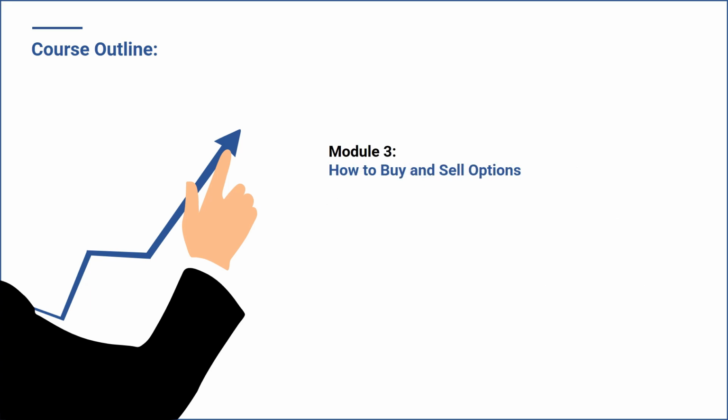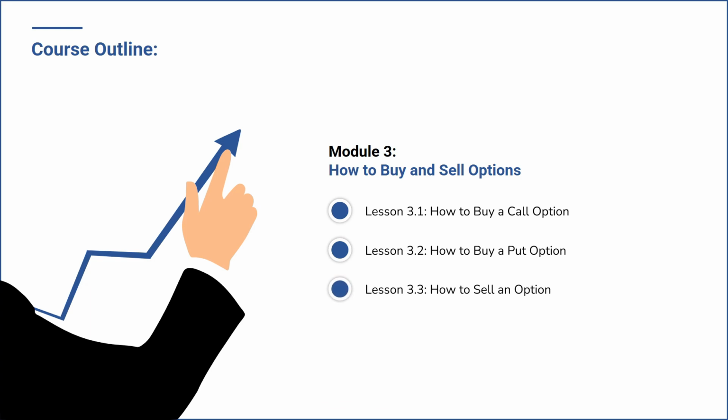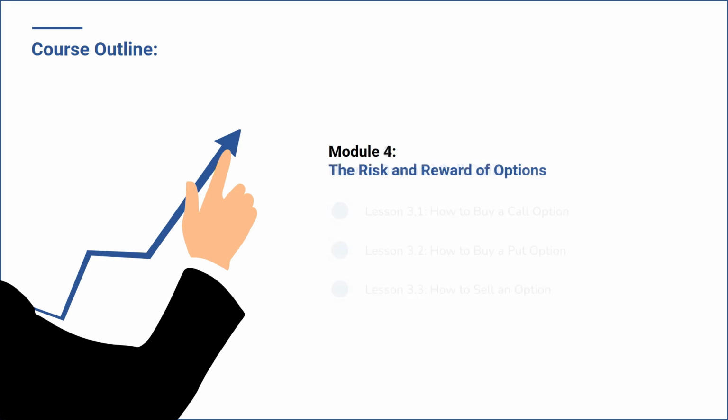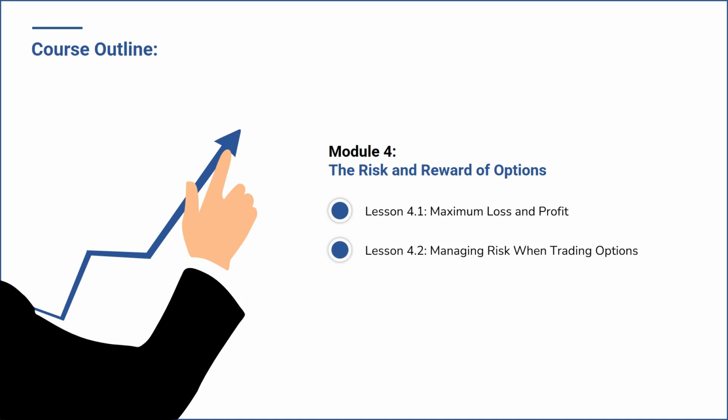And module three, we're going to talk about how to buy and sell options: how to buy call options, how to buy put options, and how to sell an option. And for module four, we're going to be talking about risk and rewards of options, how you can have a maximum loss and profit, managing risk when trading options. And we're also going to talk about using options to protect your investment, which is basic hedging.